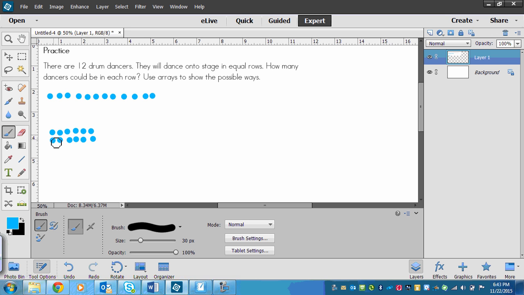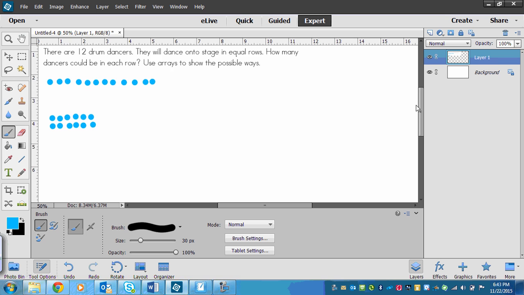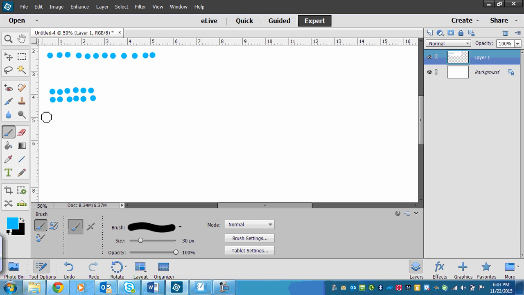Okay, so that would be six dancers in each row. I could also go four dancers in each row, going 1, 2, 3, 1, 2, 3, 4. Okay, because I did this one because I know 3 times 4 equals 12. So I've got 1, 2, 3, 4, 5, 6, 7, 8, 9, 10, 11, 12.